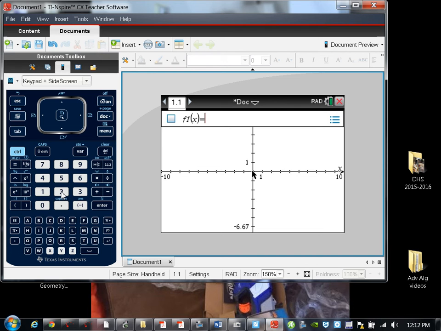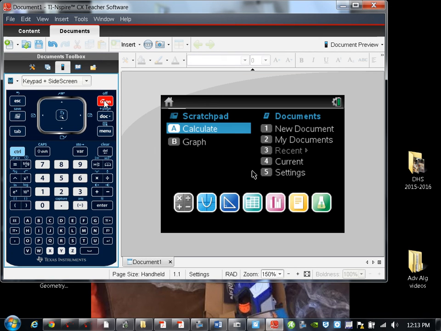If you're on the main screen, let's just go to the home. If you hit the home button, you get that screen. Everybody agree? Yes. Just select graph.